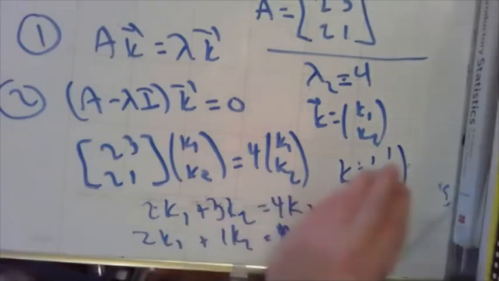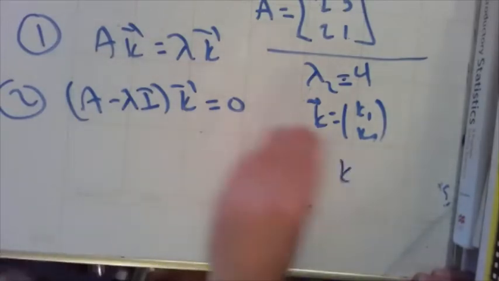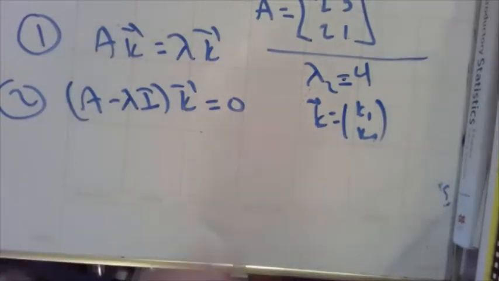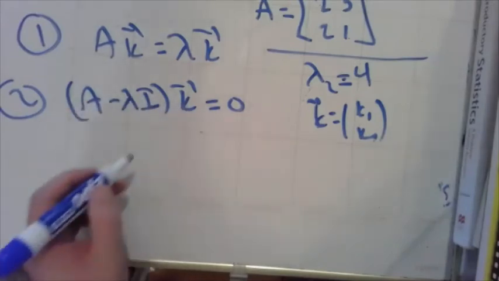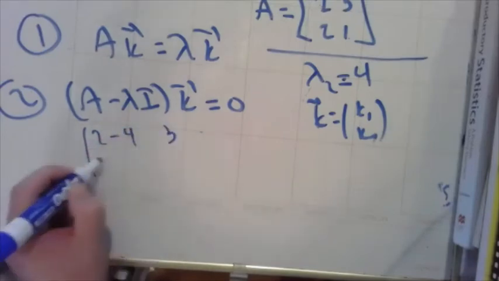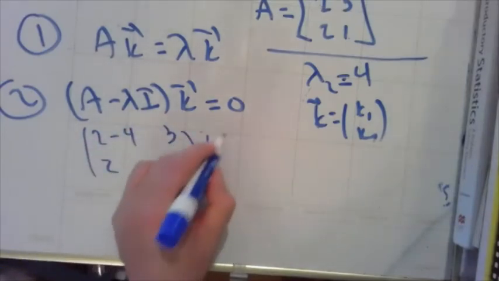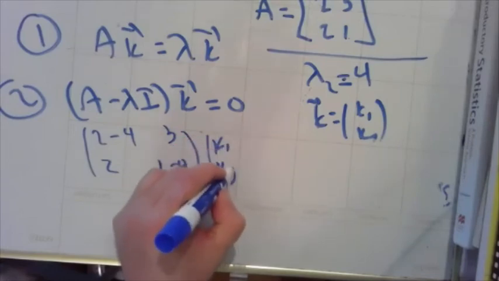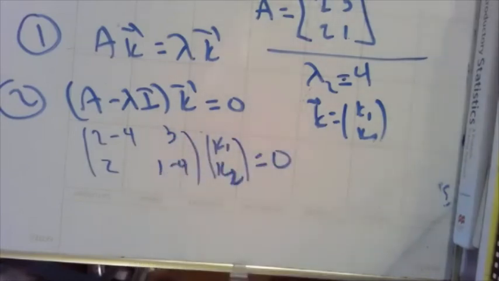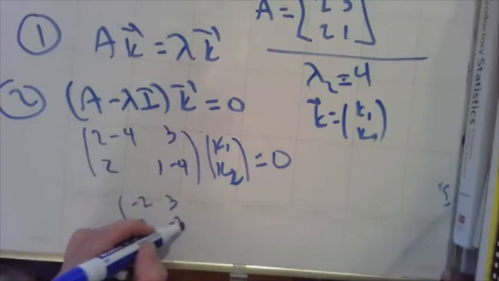What I find to be an easier way though, and we're going to get something that looks a little bit different, but it's still correct, is to use this version, A minus lambda I. So (2 minus 4, 3; 2, 1 minus 4) times (K1, K2) equals 0. Then we get a 0 in there, and the things are a little bit easier to solve. So what's that? (-2, 3; 2, -3).